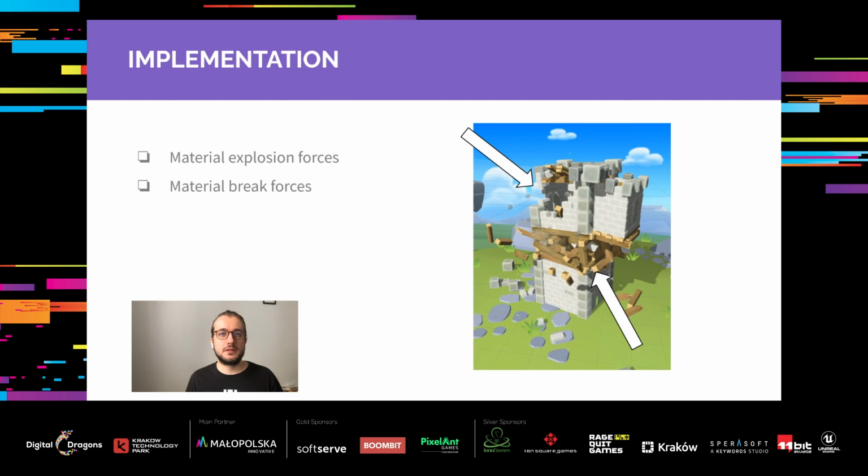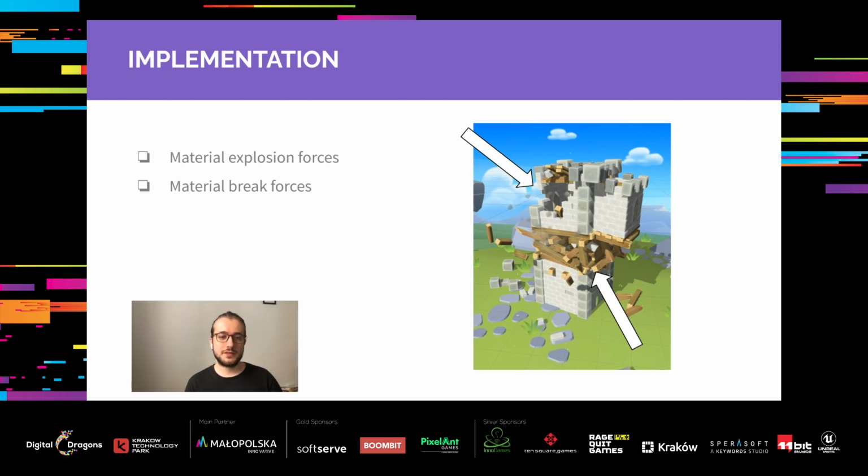We added multipliers for their explosion forces. So when the explosion occurs, the wooden elements would gain higher velocity than stones and would break the wooden structure much easier. And also we added different break forces based on materials. So when the building collapsed on itself, it would collapse much easier with, for example, wooden material than the stone one.